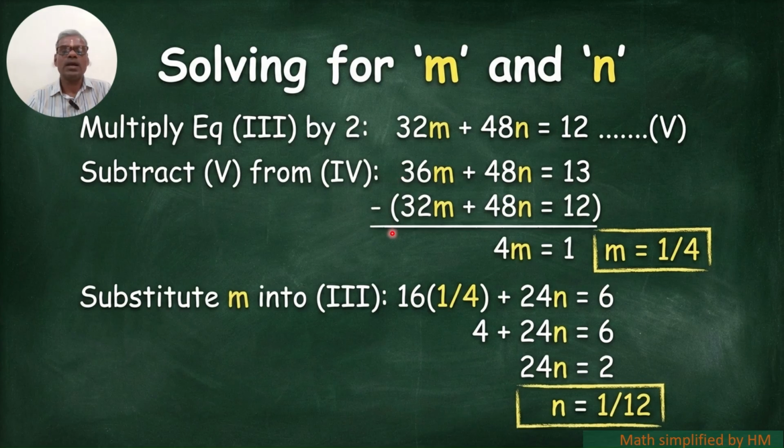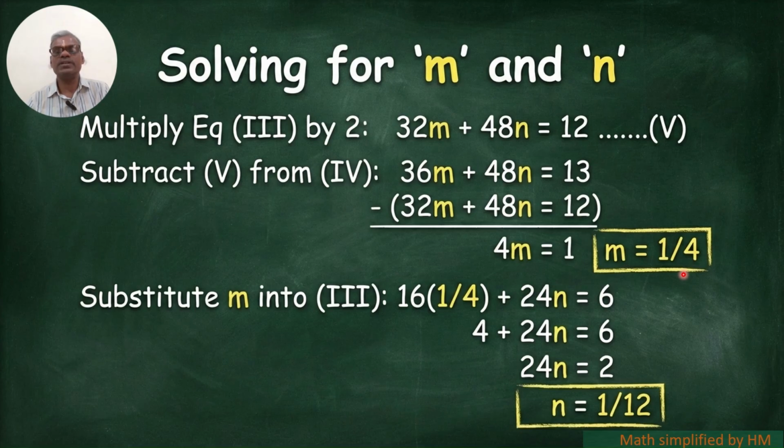For subtracting, we flip the sign of each term. 32m is minus, 48n is minus 48n, 12 is minus 12. Subtracting, we get 36m minus 32m as 4m, 48n minus 48n vanishes. 13 minus 12 gives 1. So on simplifying, we get m is equal to 1 upon 4.